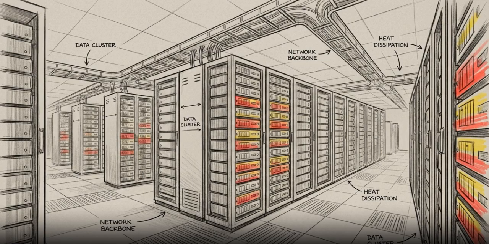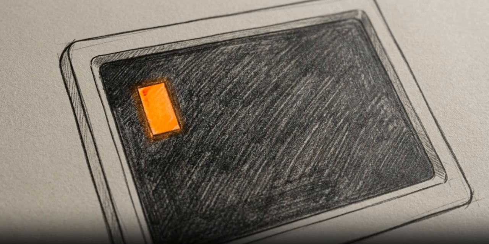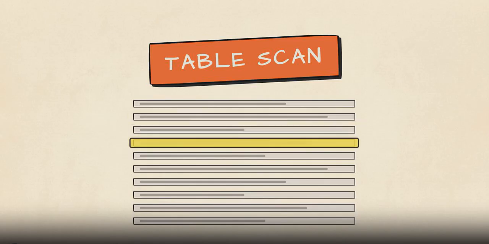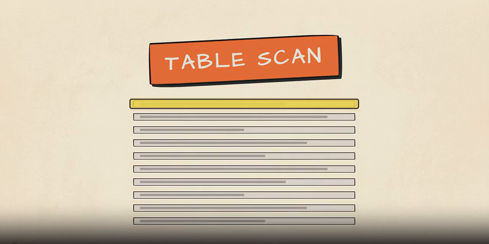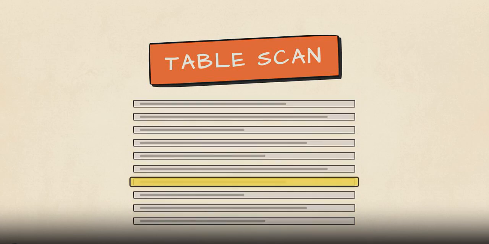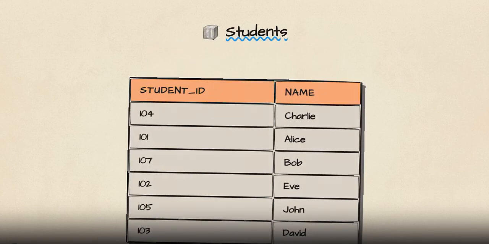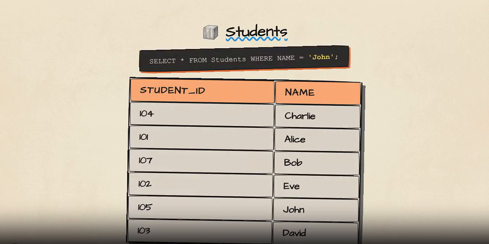Databases face this exact same problem. When you ask a database to find a specific piece of information, and it does not have an index to guide it, the computer is forced to check every single row of data, one by one. In the database world, this process is called a table scan. Here is a simple students table, with ID and name columns in no particular order. If we ask it to find John, it must slowly highlight the first row, then the second, moving down the list until it spots him.